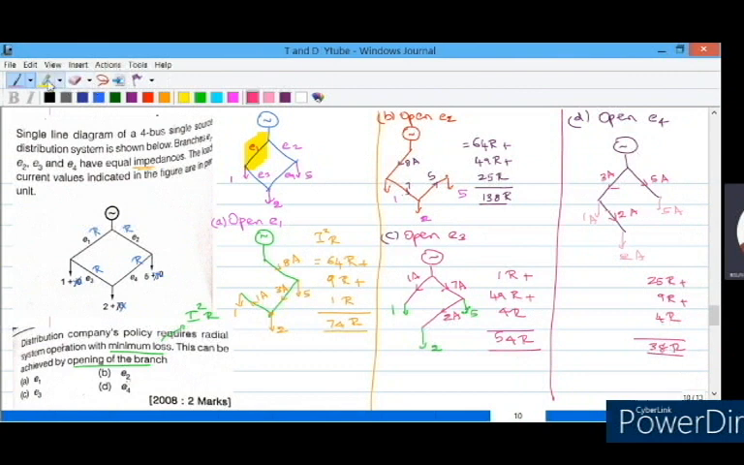Now let's compare all the power loss in different cases. It is 74R, 138R, 54R, and 38R. Our objective is to have minimum loss. So minimum loss is achieved only in this case. So the option is E4. By opening the branch E4, we get the minimum loss, which is only 38R. The option is option D.